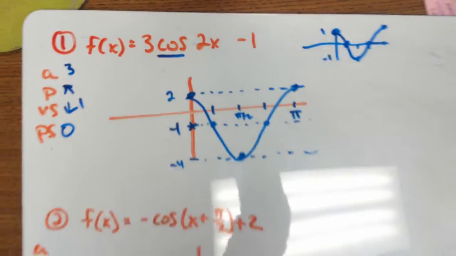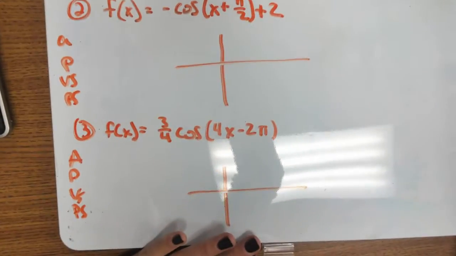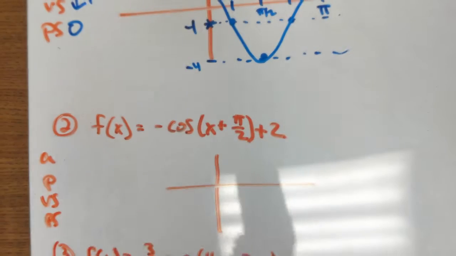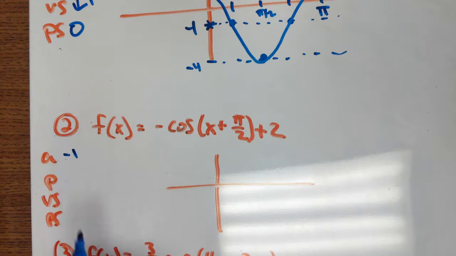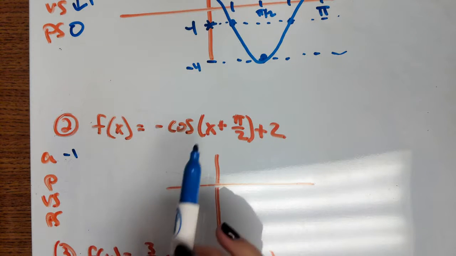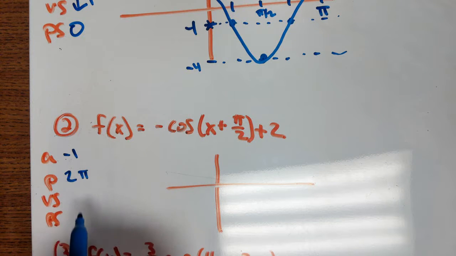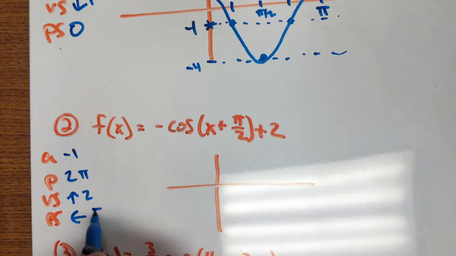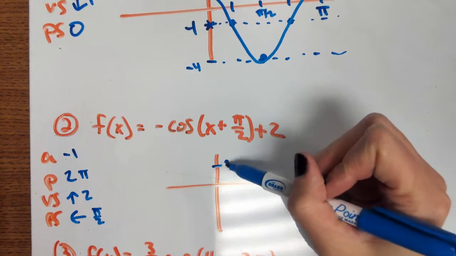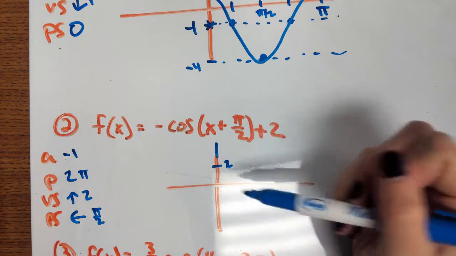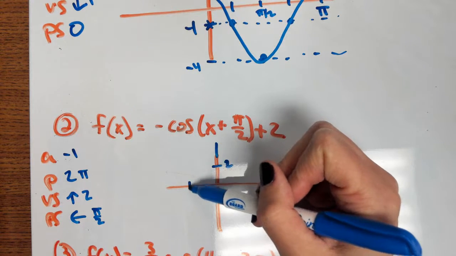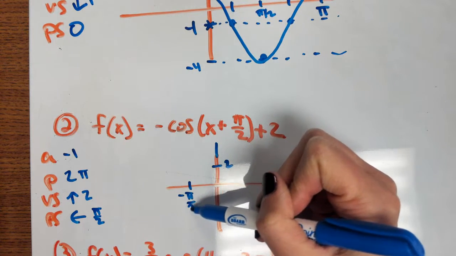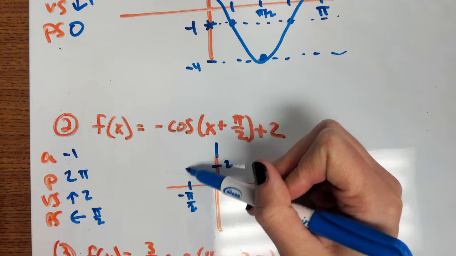Let's do a couple more. So my next one, let's see if I can squeeze this on. Amplitude is 1, but I'm going to put a little negative. Period 2 pi over 1, so it's going to stay 2 pi. We're going to shift up 2 and left c over b, so it's just going to stay pi over 2 because b is 1. So we'll do my shifting first. Vertical shift of 2. We're going to go back pi over 2, and that's going to be my new origin.